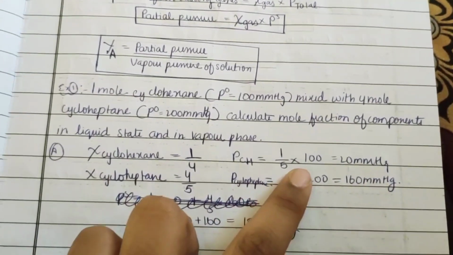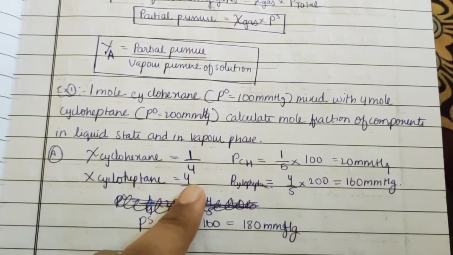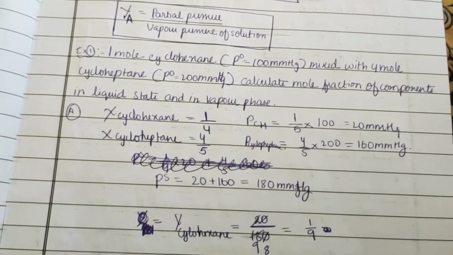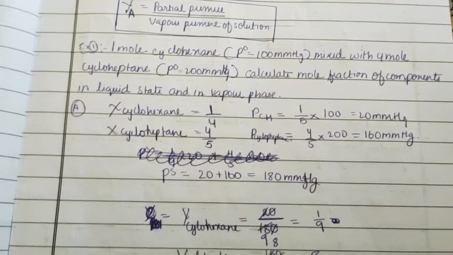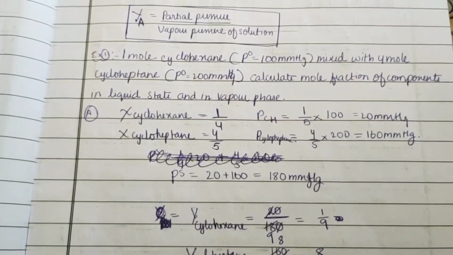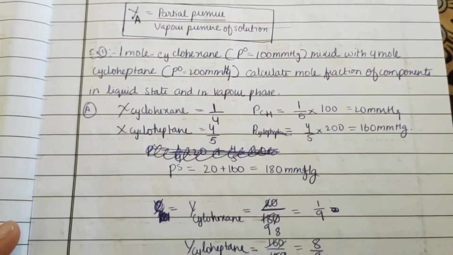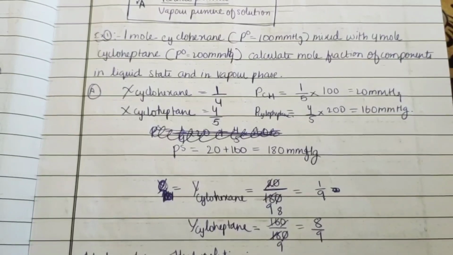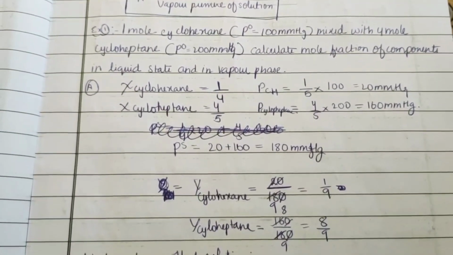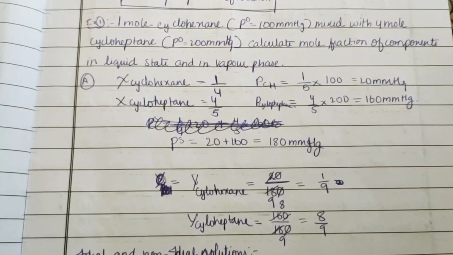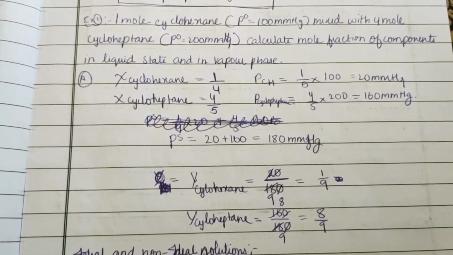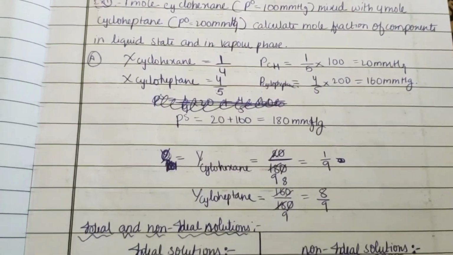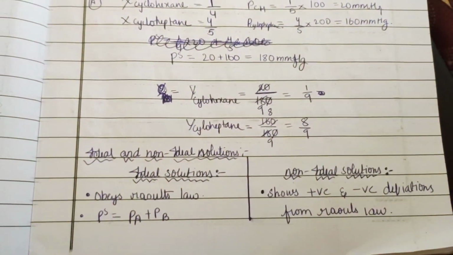Here 1 by 5. Then P cyclohexane equals 1 by 5 into 100, we'll get 20 mmHg. Then 4 by 5 into 200 equals 160 mmHg. Then the total vapor pressure Ps equals 20 plus 160, which is 180 mmHg. Then Y cyclohexane, the mole fraction of the component in the vapor phase, equals 20 by 180, which is 1 by 9. Then Y cyclopentane equals 160 by 180, which is 8 by 9.